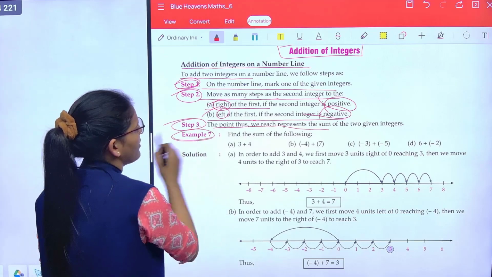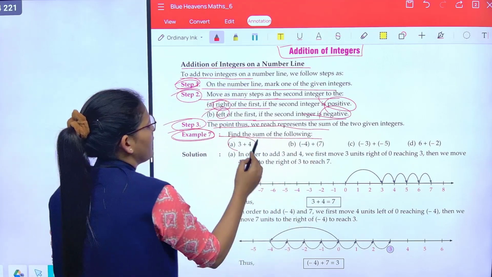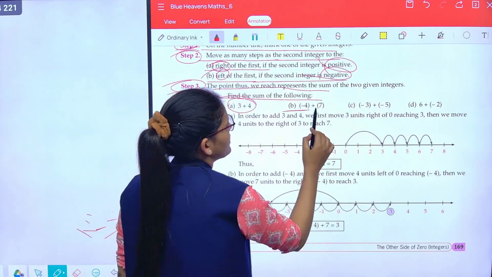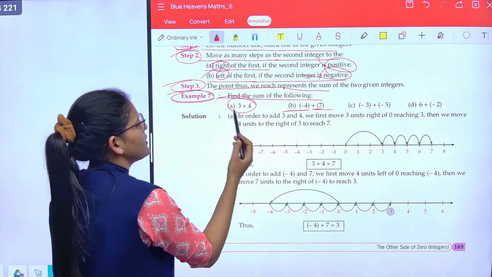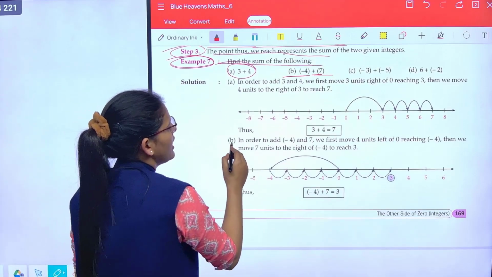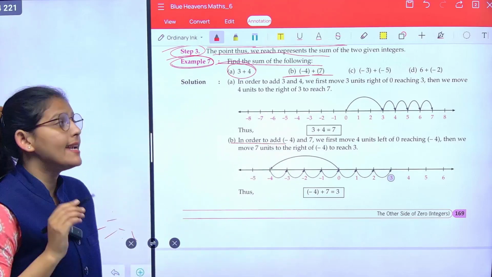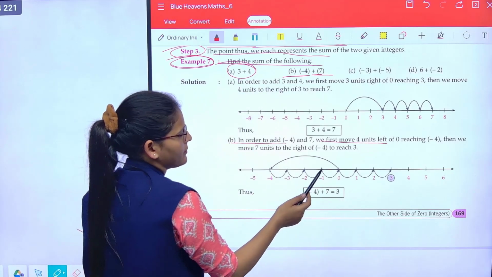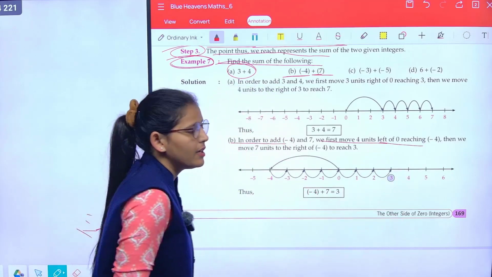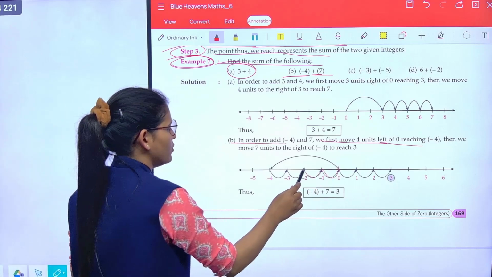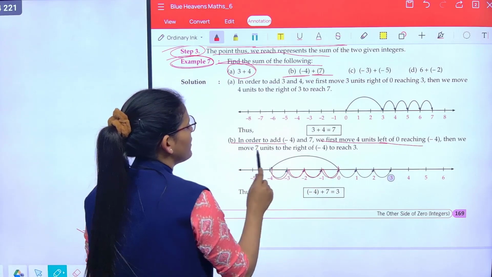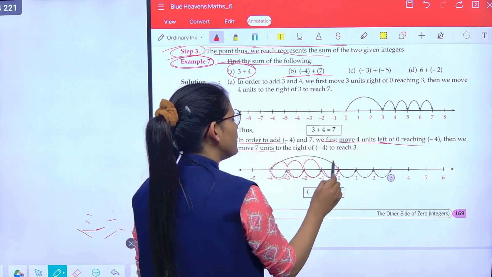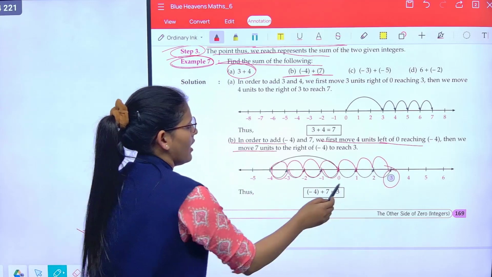Now class, come on, example number 7. Find the sum of the following. 3 plus 4, 7. Now class 7 here. Minus 4 plus 7. Class, you can see, in order to add minus 4 and 7, we first move 4 units left of 0 reaching minus 4. 1, 2, 3, 4. Then we move 7 units to right. That is 1, 2, 3, 4, 5, 6, 7. That is 3. Understand class?